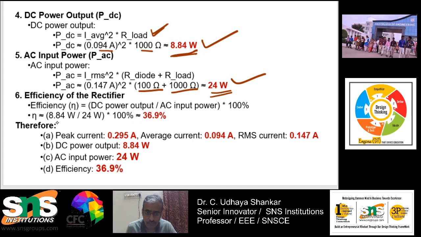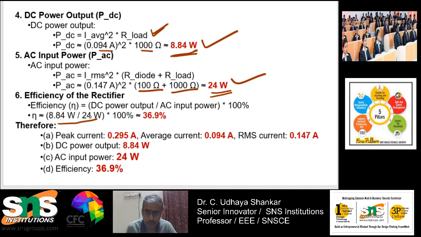So, you can see that I have substituted over here 8.84 divided by 24, and finally, I have got the answer as 36.9%. So, this is the only percentage. So, efficiency is very less.